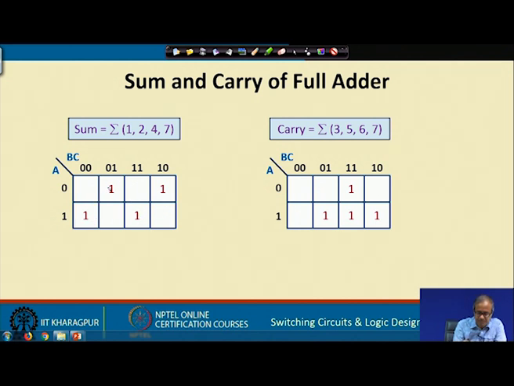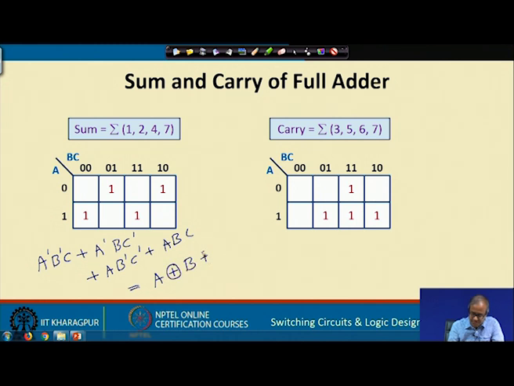If you straight away write down, first 0, 0, 1 will be A bar, B bar, C, second one will be 0, 1, 0, A bar, B, C bar, then plus 1, 0, 0, A, B bar, C bar, and the last one will be 1, 1, 1, A, B, C. This will be the form which cannot be minimized. Please note that this is a very peculiar case of a function which is nothing but the exclusive OR function of these 3 variables. Exclusive OR is a kind of function which cannot be minimized any further in the sum of products form.